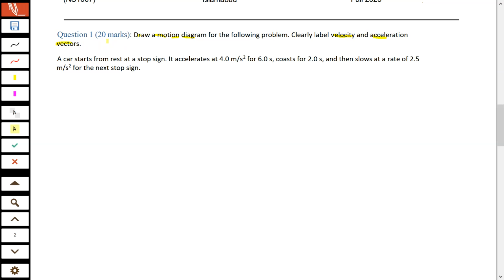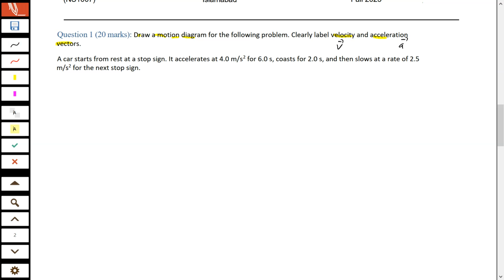So we are only interested in velocity and acceleration vectors. The question is not asking for displacement or position vectors. Although you can imagine that a motion diagram can include position vectors or displacement vectors as well if you want, but this question is not concerned with those.